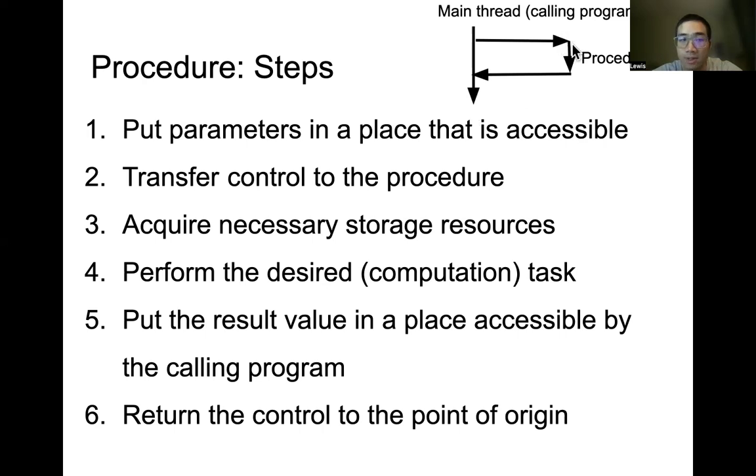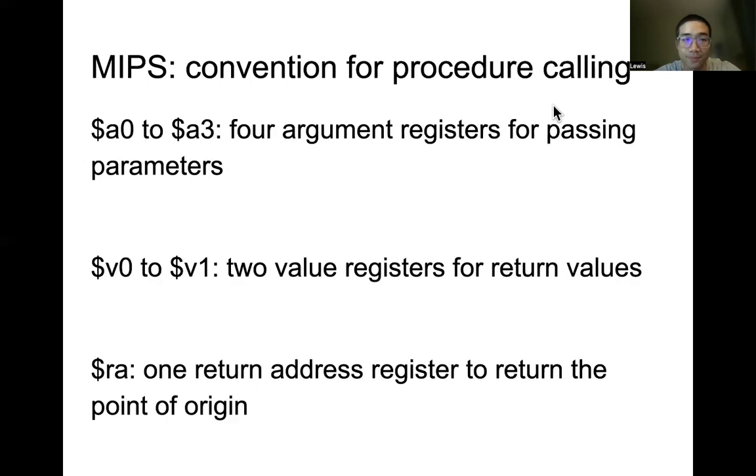And then, for the procedure, the CPU needs to obtain the storage resources. And the procedure can execute the instructions to perform the computation. And once the result is obtained, the output needs to be stored somewhere so the main thread can access it. And then the procedure will return the control to the point of origin, the calling program.